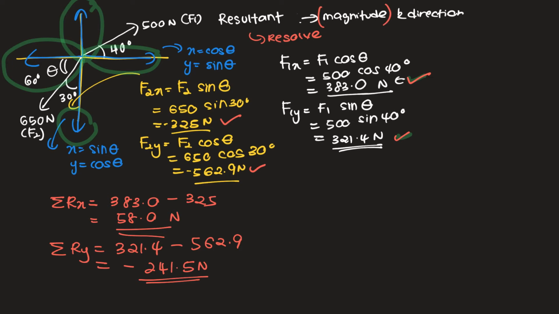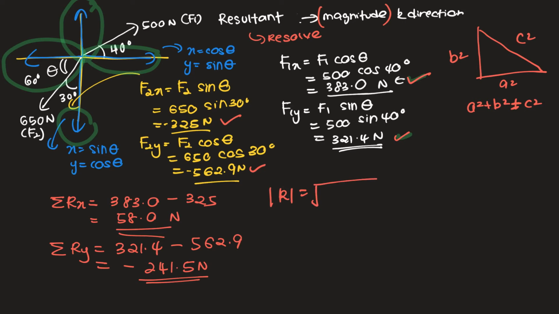Once you're done with this, the question asks you to find the magnitude and direction. For the magnitude, you can use the concept of, like I mentioned before, Pythagoras theorem, where a squared plus b squared gives you c squared. You already have the x, you already have the y, so you just put it into the equation. The resultant is always positive because it is a modulus, so you put the square root of the sum of Rx squared plus the sum of Ry squared.